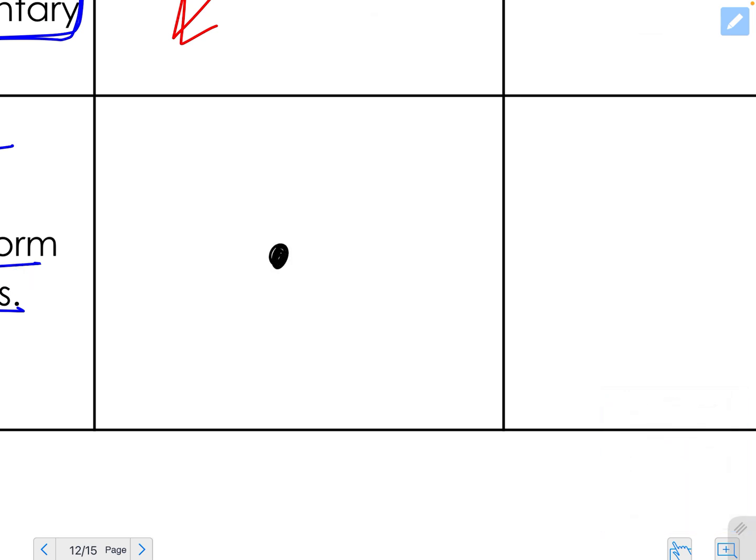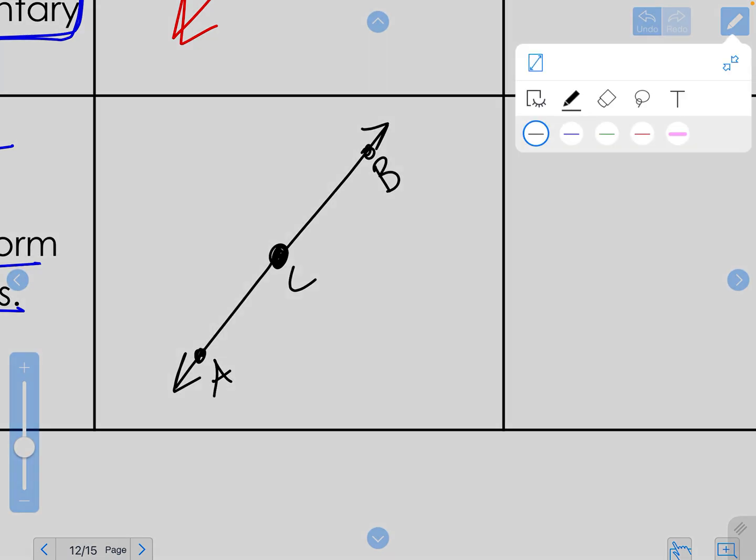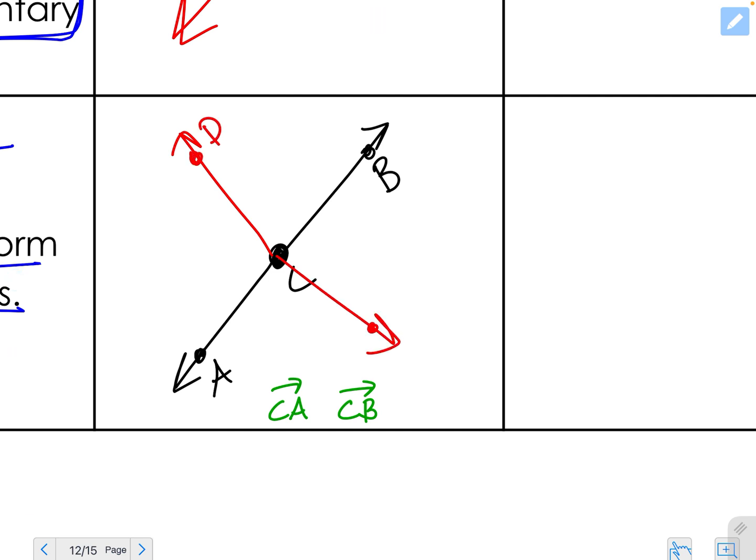If we've got a point right here, and we've got a ray going this way and a ray going this way, you might think of this as a line segment. It might be line segment AB with C being in the middle. When we talk about opposite rays, we're talking about ray CA and ray CB being opposite rays. That's one set of opposite rays. Our other set of opposite rays would be CD and CE.